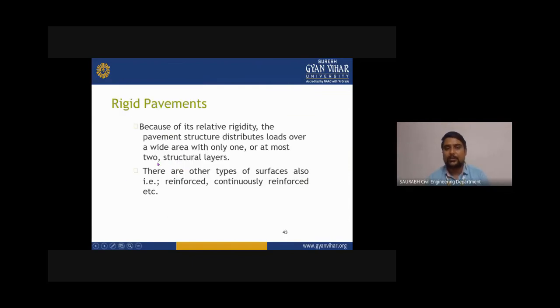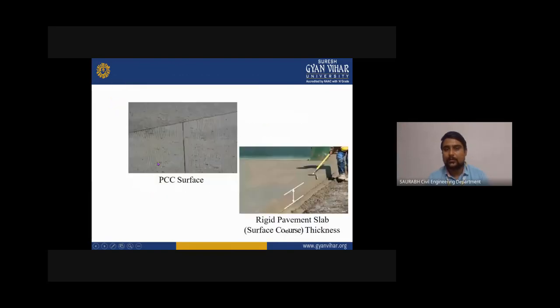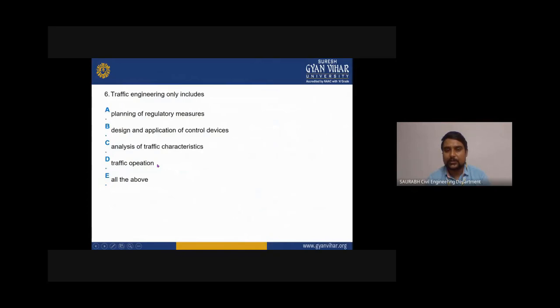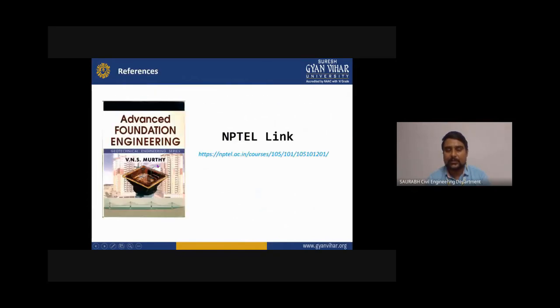And this is your concrete pavement. We also saw here how it works and how it is used in the construction of rigid pavement. And this was all about rigid pavement and flexible pavement.